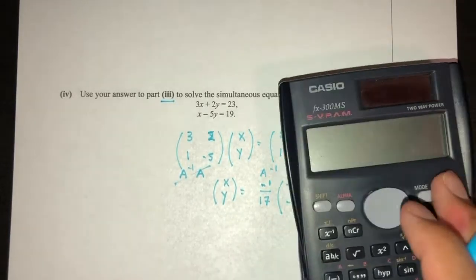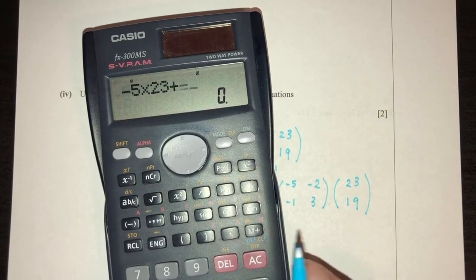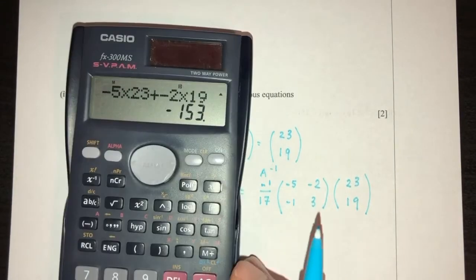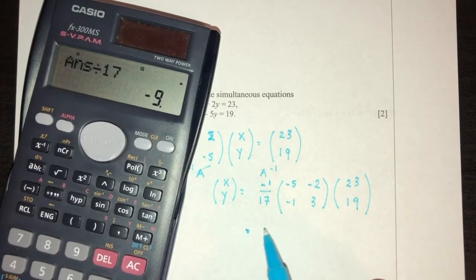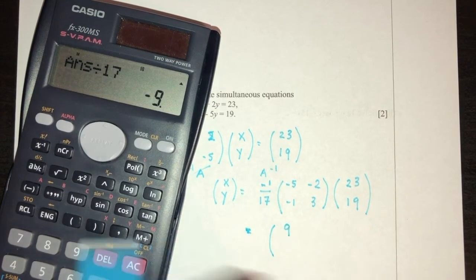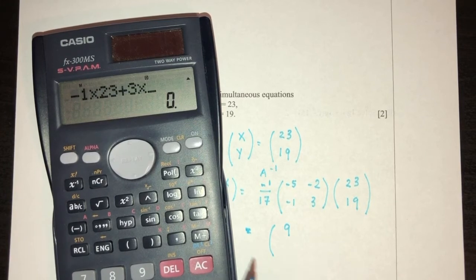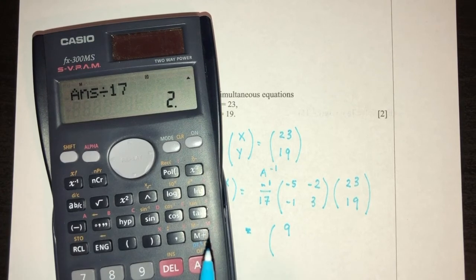So rows by column: minus 5 times 23 plus minus 2 times 19. That will be minus 153 divided by 17. That will be minus 9 times minus 1. That will become 9. Then we have rows by column, minus 1 times 23 plus 3 times 19. 34 divided by 17 times minus 1 becomes minus 2.